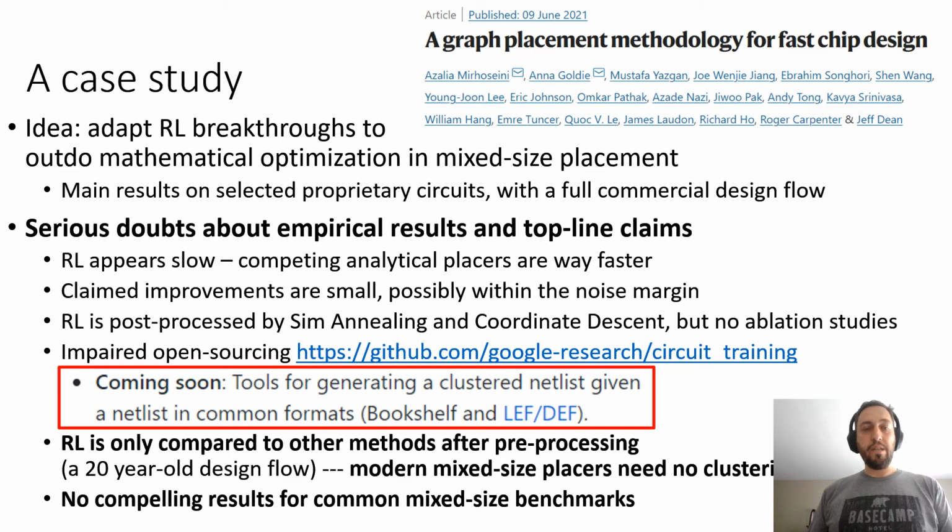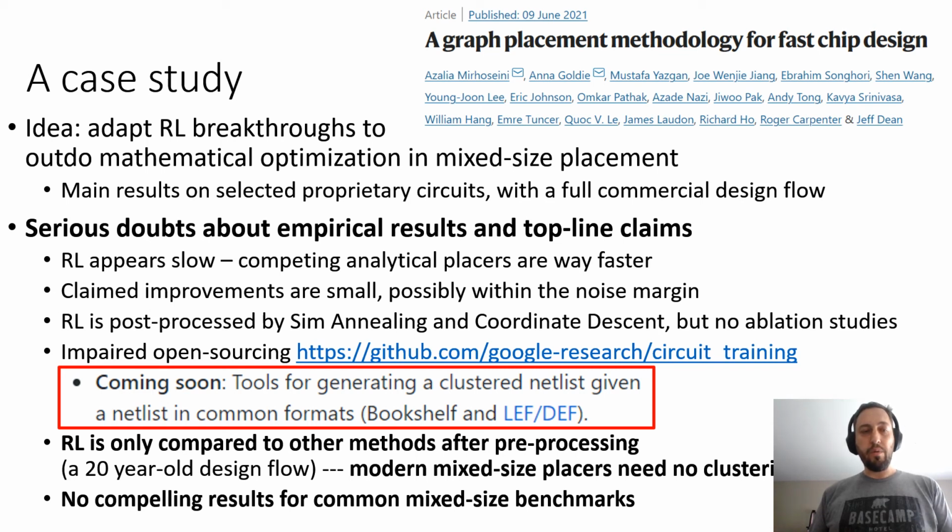Contrary to claims of fast chip design, reinforcement learning appears slow, much slower than competing analytical placers. In the authors' open source code, RL is post-processed by simulated annealing and coordinate descent, but there are no ablation studies, and this post-processing is not applied with competing methods in experiments. The open source version is missing an important piece, pre-processing, and it does not run on typical circuits. This is 10 months after the publication of the Nature paper. The quote in the red frame is from the GitHub from the authors.